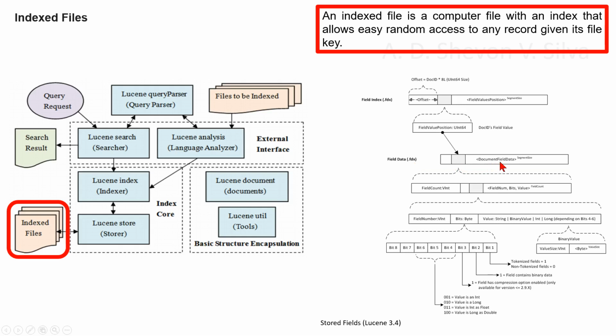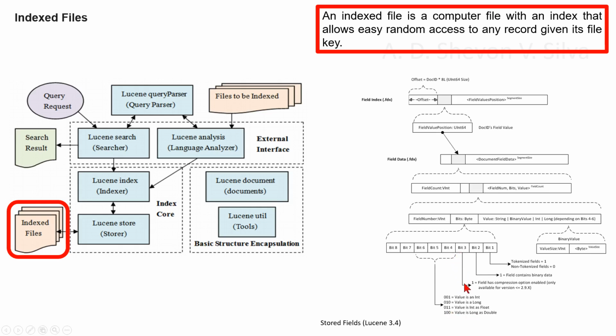Here you can see the document field data segment size, and before that the field count, a vint, and another field. Then you can see the field number, a vint, and bits, a byte. Bits 7 to 5: bit 8 and bit 7, and then bit 6 and bit 5, and bit 4 is 001 value is an int, 010 value is a long, 011 value is an int as float, and 100 the value is a long as double.